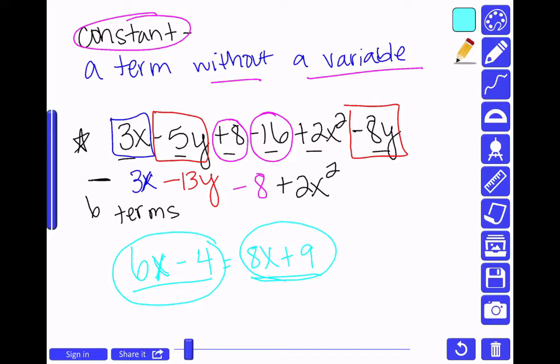I also want to note that because there's this equal sign here, you cannot combine the 6x and the 8x to be 14x because they are on different sides of the equal sign. So be very careful when you're combining like terms. Pay attention to if you are crossing an equal sign or not.